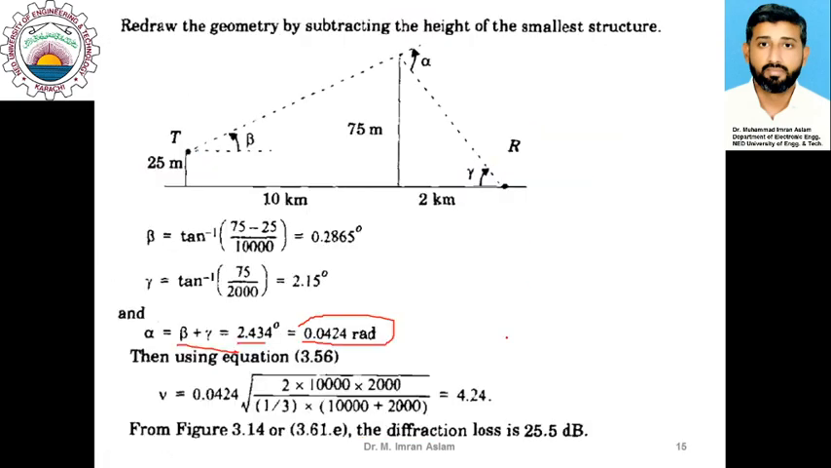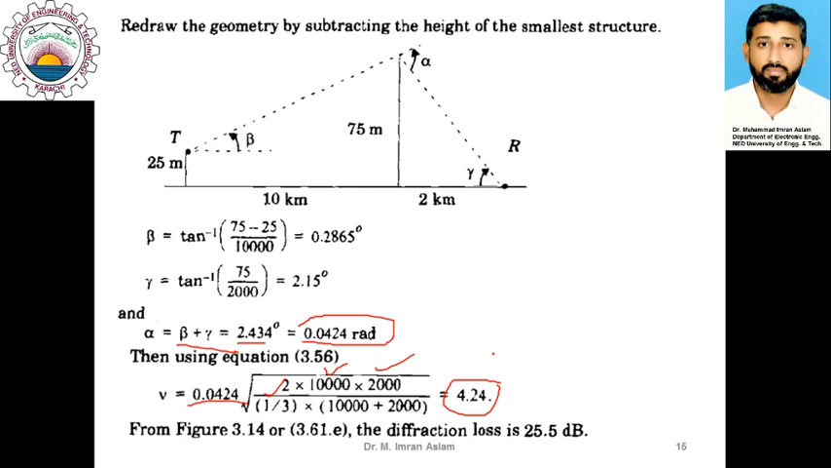If we substitute in that relationship, you can see that this is alpha, and this entire term consists of distances, and this is the wavelength. If you simplify this, you would see that this comes out to be 4.24. So the diffraction parameter comes out to be 4.24.